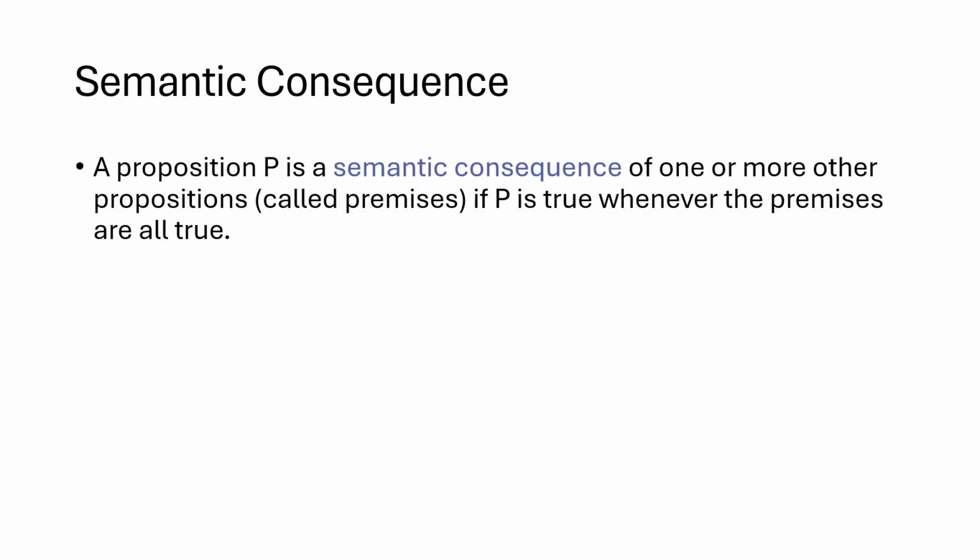So, when can we say that a proposition is a semantic consequence of some premises? Again, if you think about it, we can say that something follows from a set of assumptions or hypotheses whenever all our premises are true, the conclusion is true as well. So that's basically the definition. We say that P is a semantic consequence of a set of premises if whenever all the premises are true, your conclusion is also true.